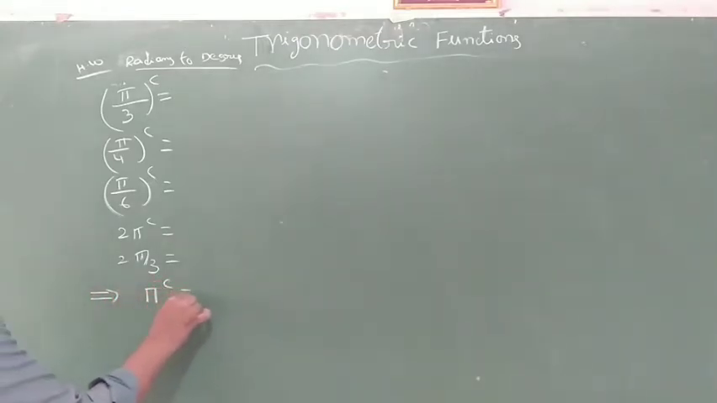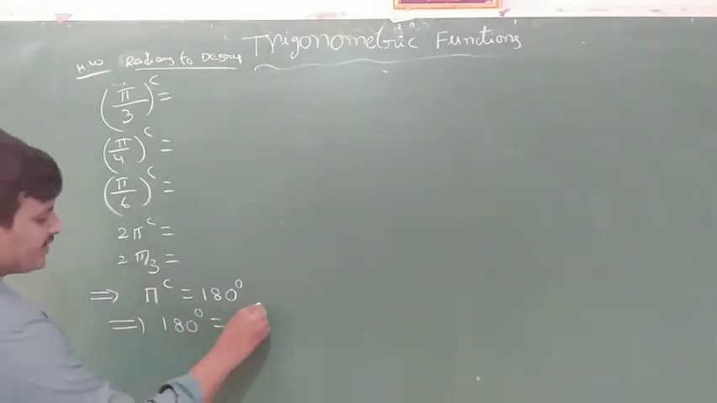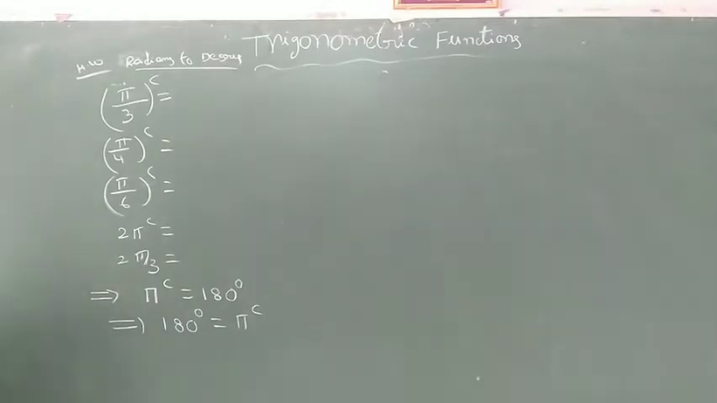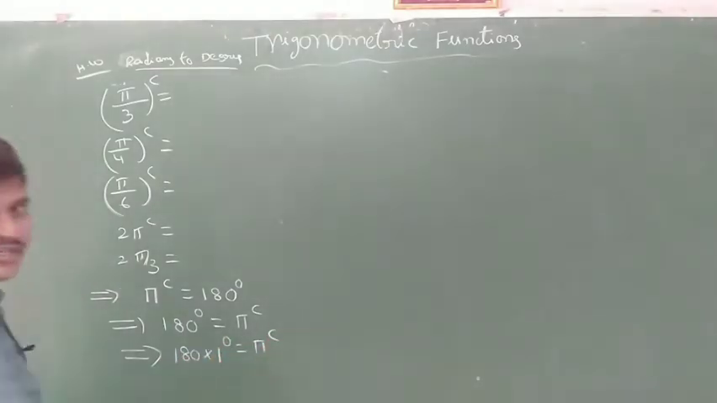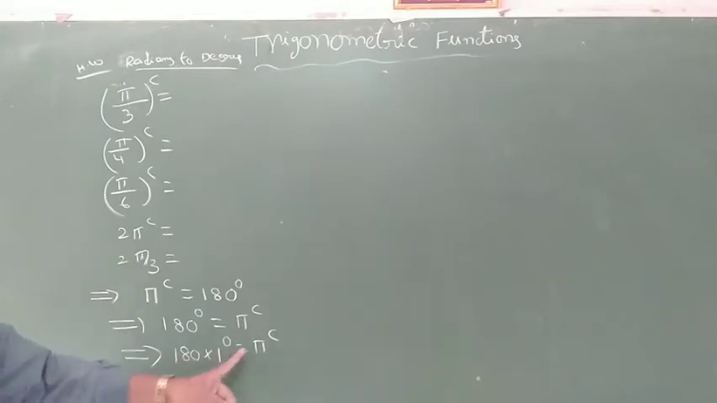Pi radians is equal to 180 degrees. Is it clear? Pi radians is equal to 180 degrees. 180 degrees is equal to pi radians. Is it clear? Is it true or false? Pi radians is equal to 180 degrees. So 180 degrees is equal to pi radians. So 180 into 1 degree is equal to pi radians.